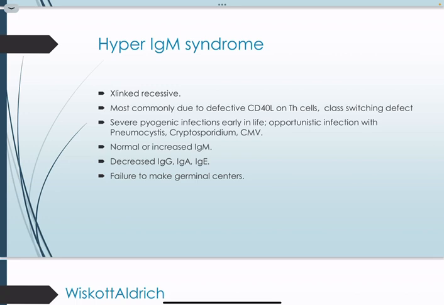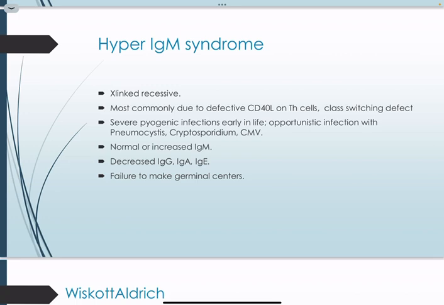There is no CD40 ligand on the T cells. This interaction is not there, so the class switching is not there. What will happen? Continuous proliferation, continuous stimulation, more IgM production, right? But they will end up having what we call hyper-IgM infections.